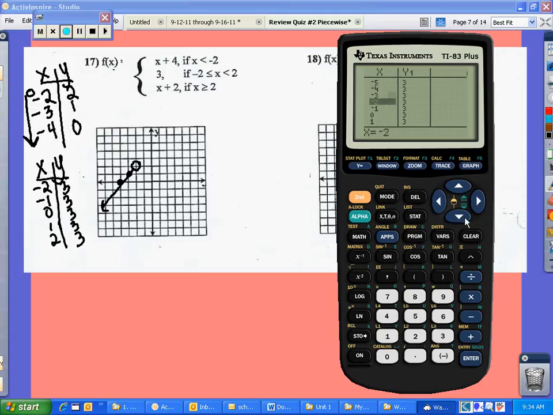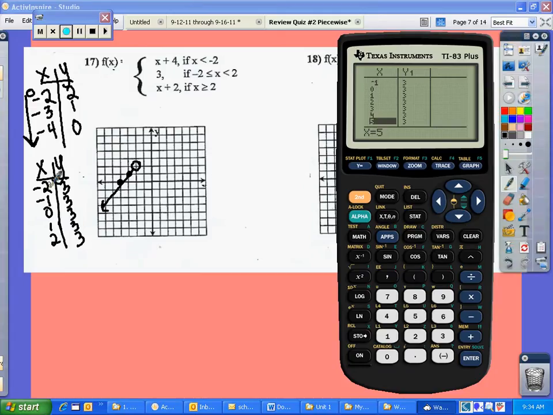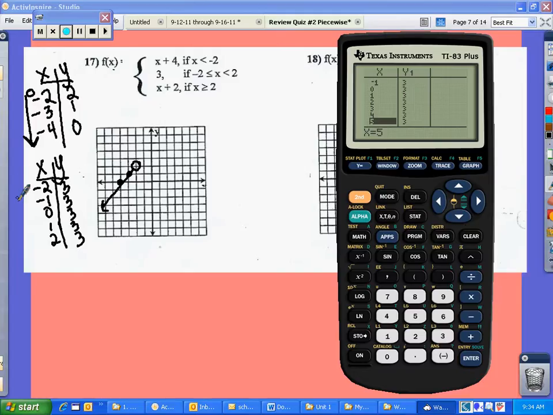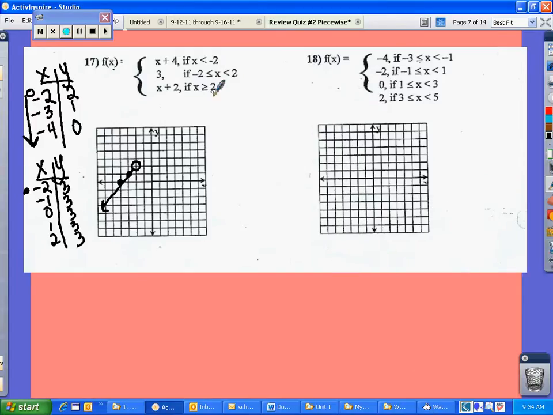So I can keep going with this because it's a horizontal line. So now when I graph this, negative 2 is going to be a closed circle, but 2 is going to be an open circle. And then I connect them in between. So negative 2, 3.